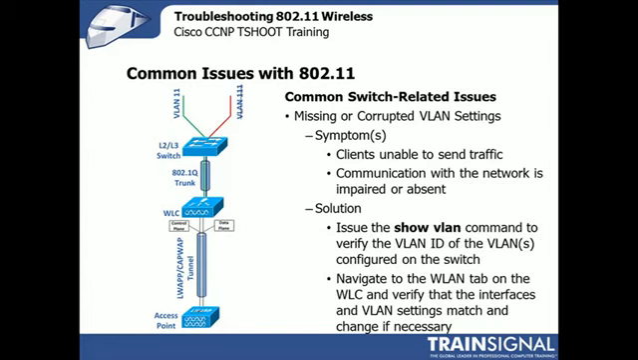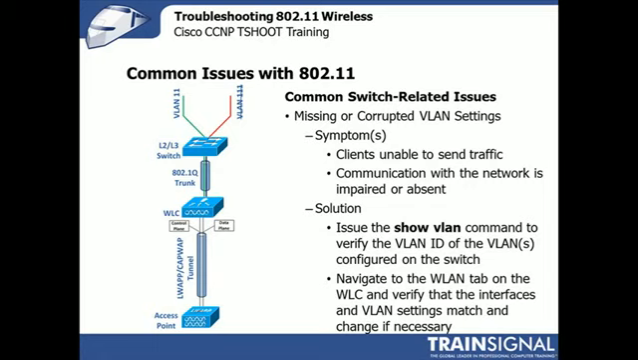Another thing that could be a problem is missing or corrupted VLAN settings. This is very similar from a symptom standpoint. Your clients can't send traffic and communication with the network is either impaired or absent. The easiest way to check this, you can see in the diagram that VLAN 111 is basically not configured. Issue the show vlan command and verify the VLAN ID of the VLANs configured on the switch.